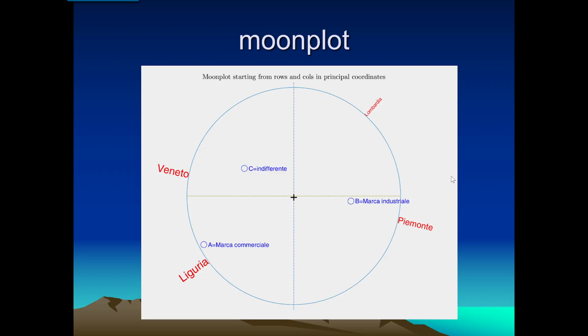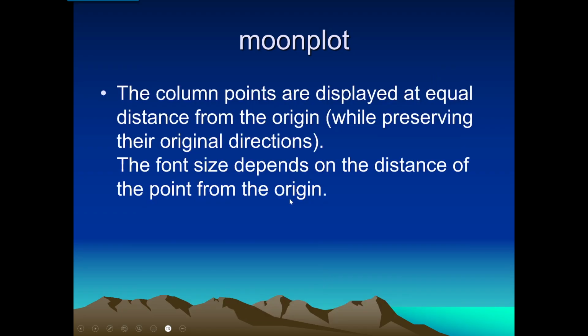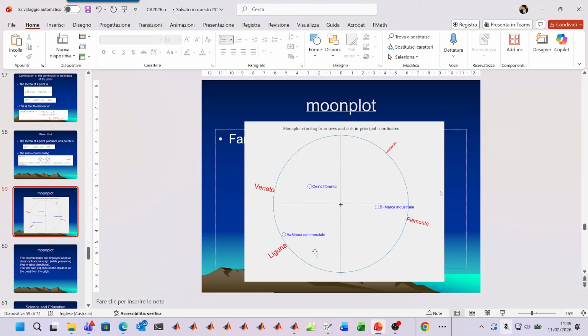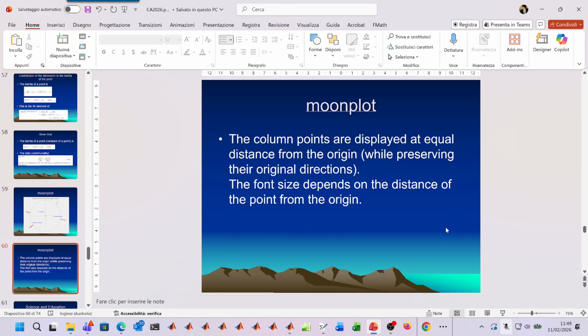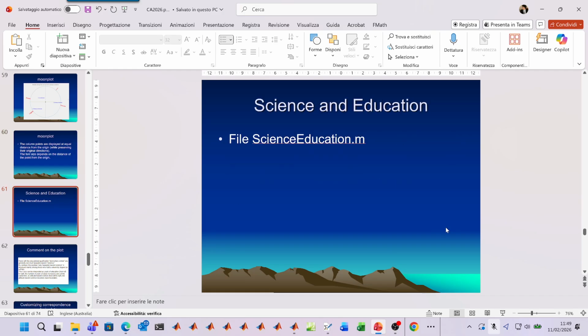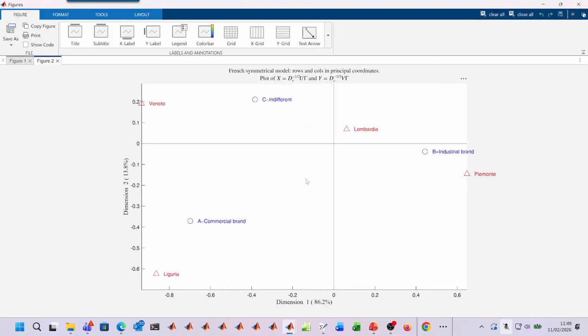Okay, you see the angles here between Liguria and Marca Commerciale. The angle between this vector and this vector is very small. The angle between this vector and this vector is very small. So it's an alternative, very nice representation. So let us see the science education.